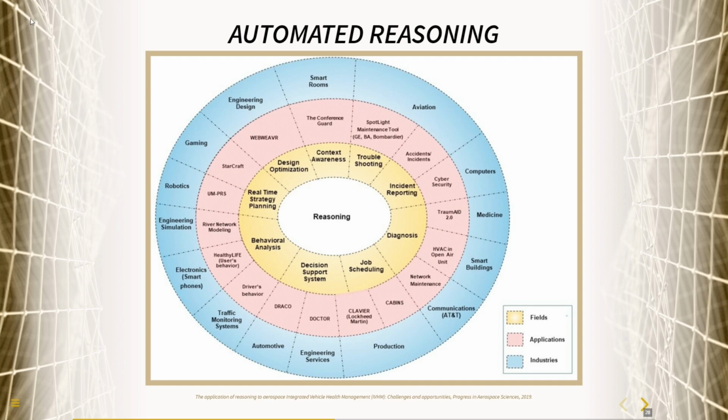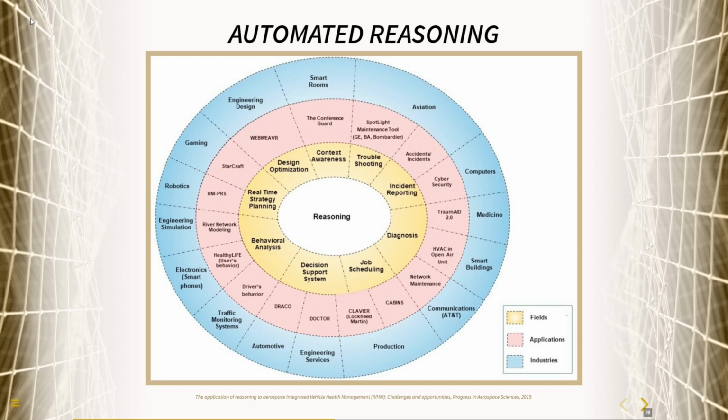This particular graphic shows you the breadth of ways in which we can think about reasoning, right? In this particular case, again, we're looking at the application of reasoning to integrated vehicle management systems, but I think lots of the lessons can apply to other spaces, right? So consider how this might look in your specific domain. If you look at this core idea of reasoning, a lot of the fields that we might need to think about may include things like troubleshooting or incident reporting, diagnosis, job scheduling.